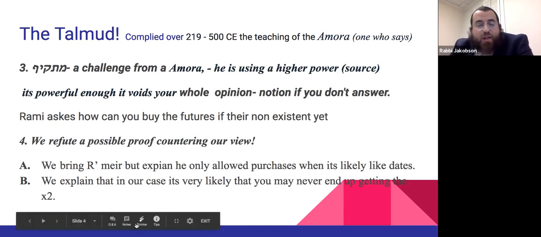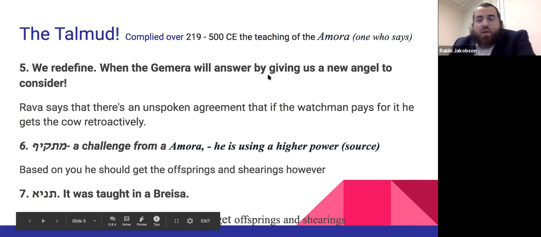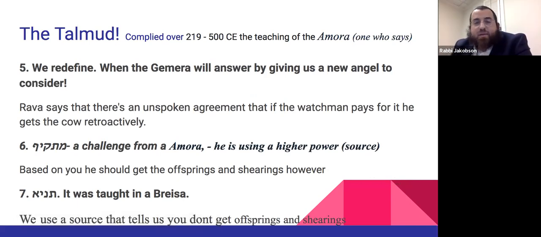So where we finished off last week, I believe, is we redefine. And this is a common Gemara practice. And again, this is not just Gemara, this is any logical discussion that there is. The Gemara will tell you, and again, I didn't use an Aramaic word for this because the Talmud could use different wordings for this.